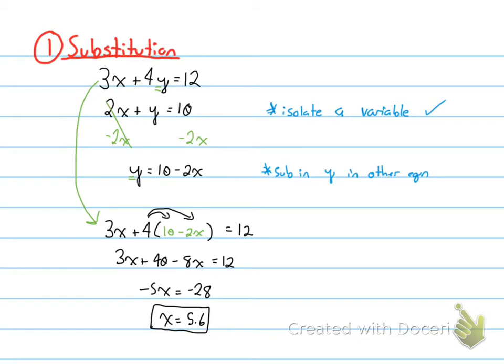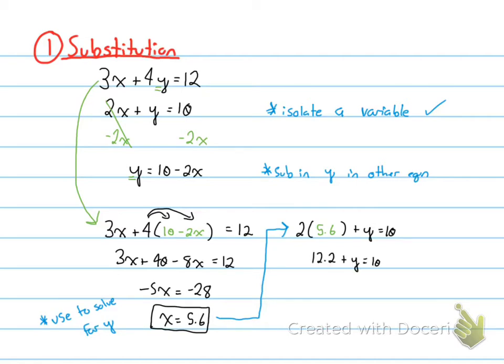Now that I've solved for x, I'm going to be able to use that to solve for y. I can plug it into either equation. I'm going to plug it into the bottom one. 2 times 5.6 plus y equals 10. Get the y by itself, and I have y equals negative 1.2. And if I graphed these equations by putting them in slope-intercept form, they would intersect at the coordinate (5.6, negative 1.2).